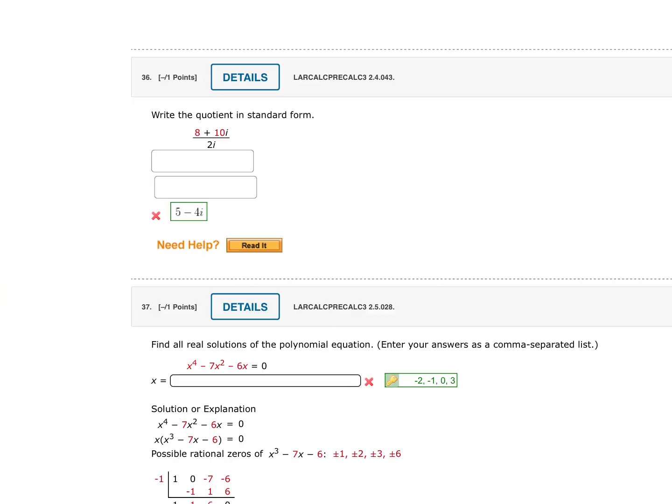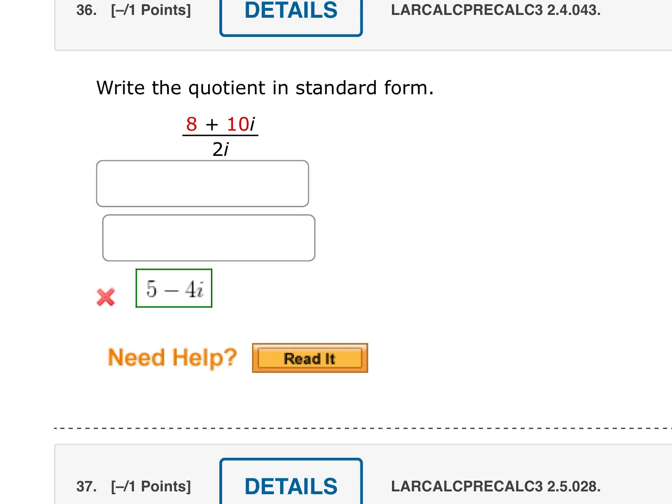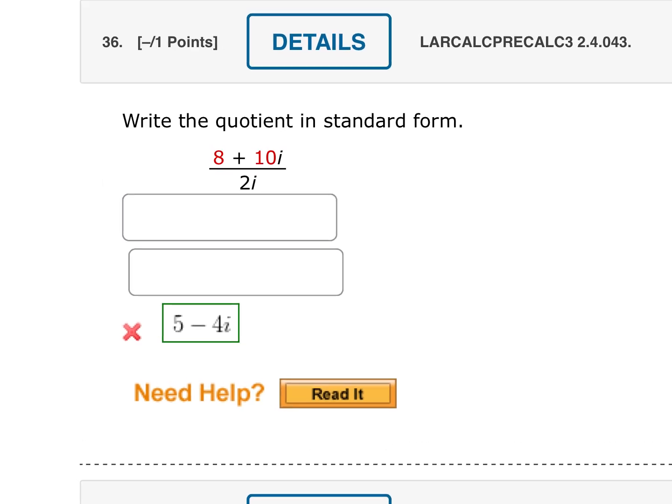33. Something like 36. We want to write the quotient in standard form. So if we had a binomial on the bottom, like 5 plus 2i, you'd want to multiply by the conjugate of the denominator. Here it's just 2i, so we can just multiply by 2i. Our goal is to get rid of the i from the denominator. Actually, we could have just separated them and divided it, but it's fine. We'll do it this way.